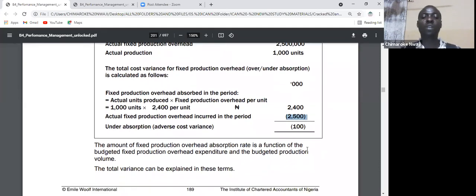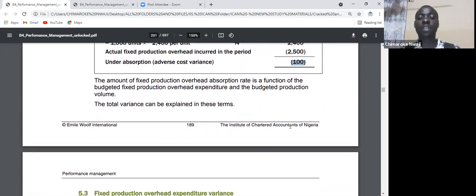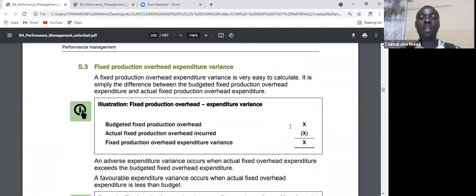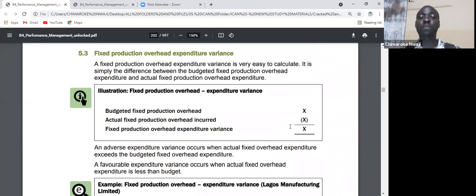Now that's the total fixed overhead variance. So what gave rise to this 100,000 under-absorption? We'll have to explain it using the other smaller variances, subdivisions, to see how we got that 100,000. So we want to split it down into its components. We have the fixed production overhead expenditure variance. That's one part of the fixed overhead that we'll be discussing. It simply calculates the difference between the budgeted fixed production overhead and the actual fixed production overhead expenditure.